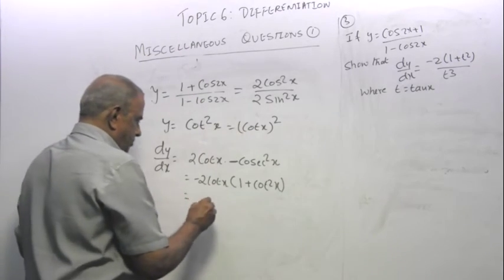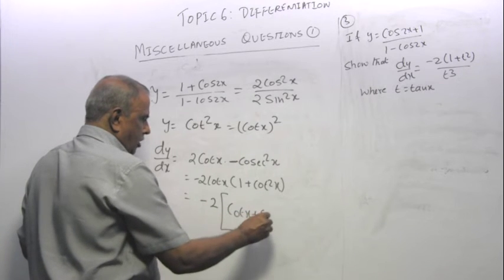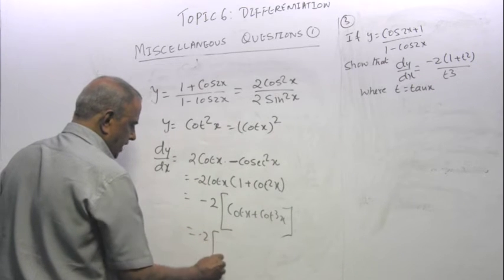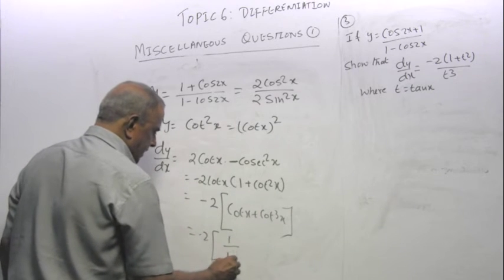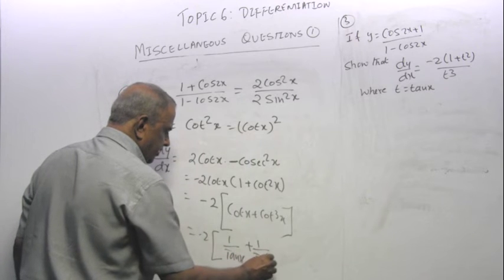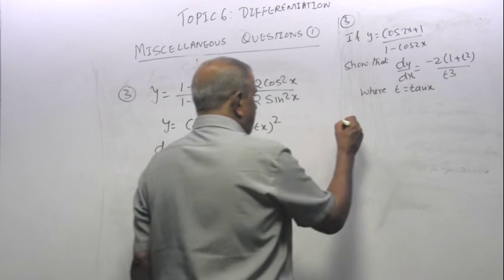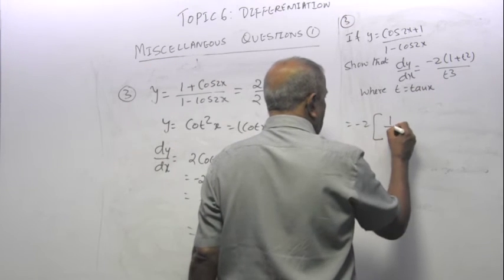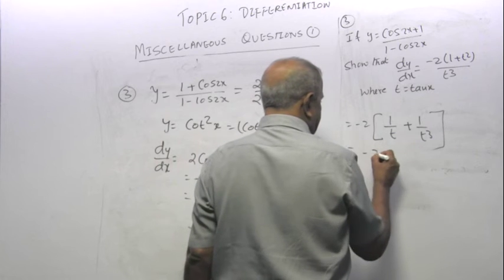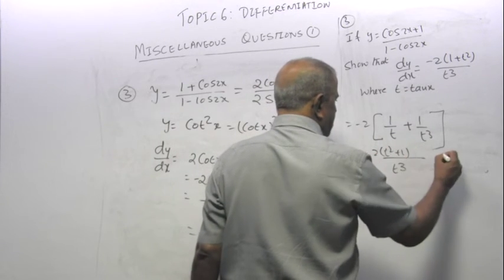So this is minus 2 times cot x plus cot cube x, which is minus 2 times 1 over tan x plus 1 over tan cube x. You see how life is easy now? So that is minus 2 times 1 over t plus 1 over t cube. Take t cube as LCM, I get t squared plus 1 over t cube.